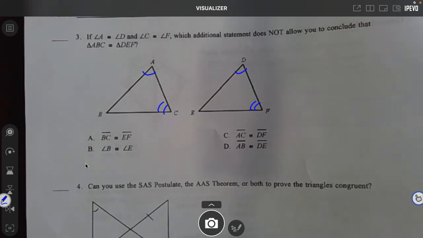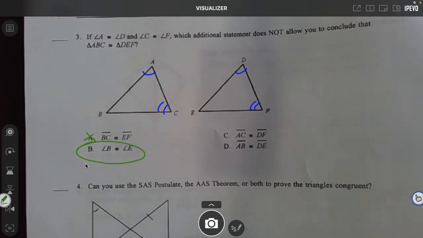It says we're looking for a statement that doesn't show that they're equal. So let's see. They tell me BC and EF. If I have that BC and EF are congruent, what is that called? Angle, angle, side. So it's not that one because that one definitely worked, right? Now let's go to the next one. It says B and E are congruent. Now Aston already asked this. If you know all the angles are congruent, does that tell us anything? No. We never learned angle, angle, angle. So it's B.